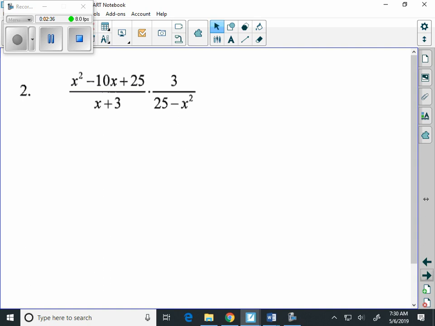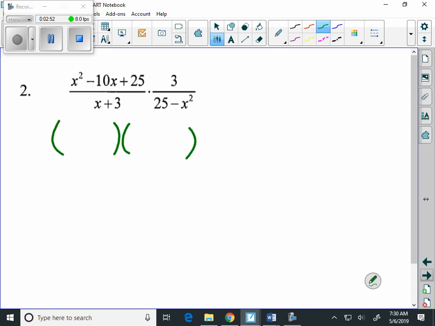Problem number 2 still requires the factoring. And let's just start with the far left expression, x squared minus 10x plus 25. Feel free to split the middle. We've kind of gotten a little bit past that point, but when we factor x squared minus 10x plus 25, we end up with x minus 5 for each of those expressions. As I stop and take a quick look, that's correct. And then we have our x plus 3 here.